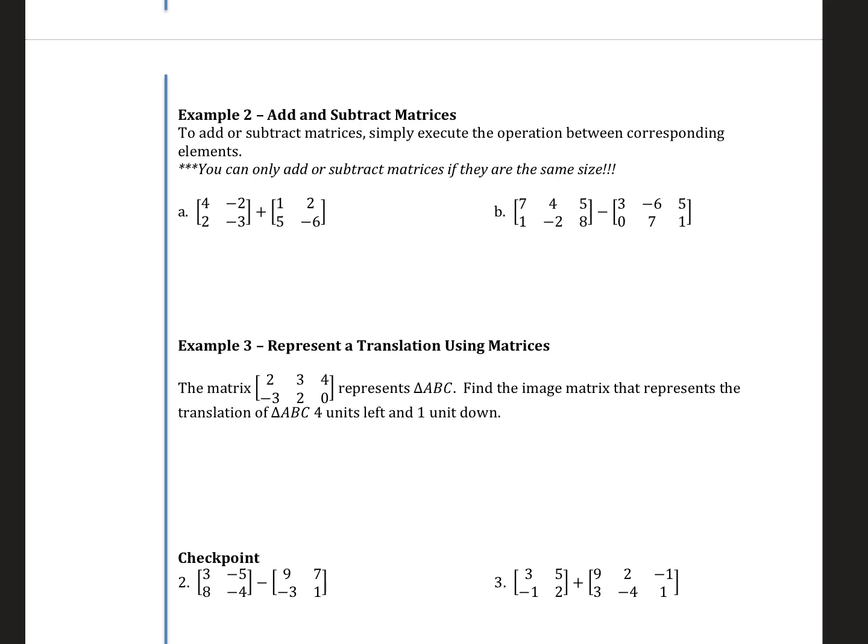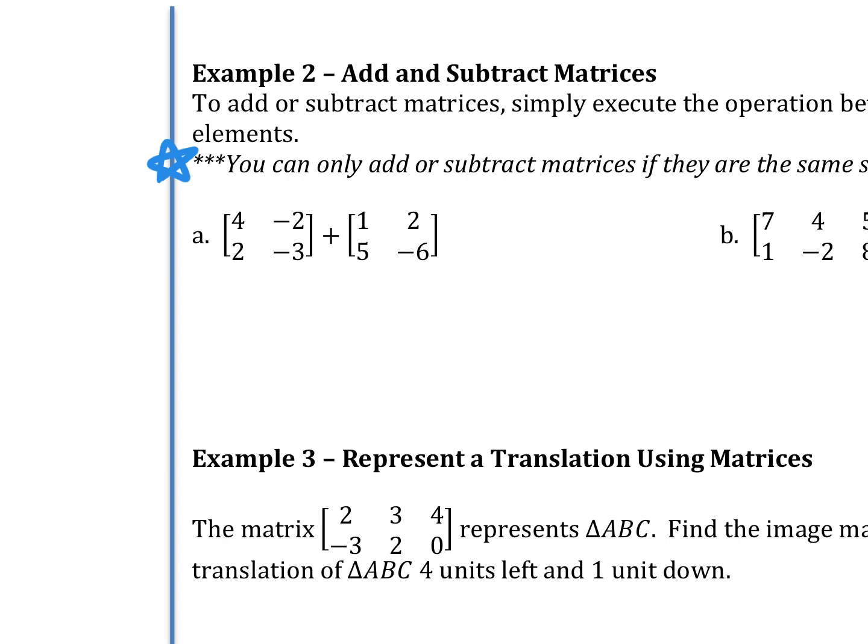Now, basically what we're going to do is add every number that's in every matching position, okay? But one thing it says in here is you can only add or subtract matrices if they're the same size. So for example, for A here, we have this matrix. What's the dimensions of this matrix on the left? This is a 2 by 2, okay? So in order to add these, we need the other one to also be a 2 by 2 matrix. We have 2 rows and 2 columns.